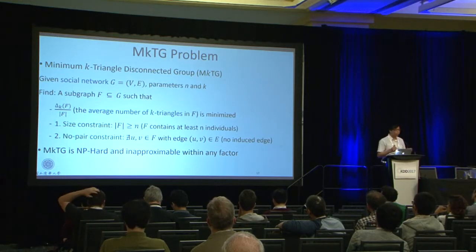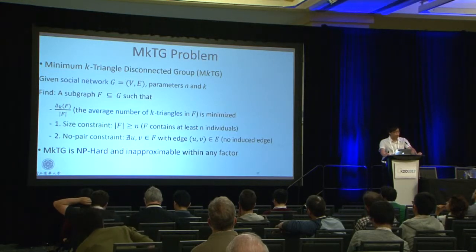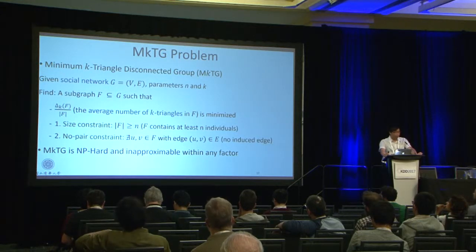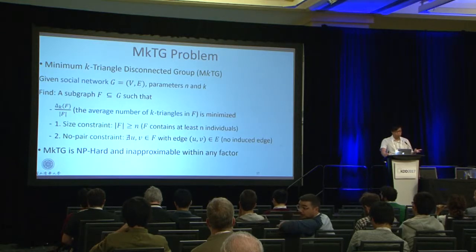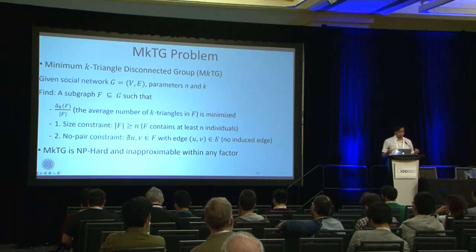Moreover, to make this problem more practical and reasonable, we add 2 constraints. The first one is the size constraint, where we require the selected group to be at least n vertices, because we don't want to find very small groups with only 1 or 2 members inside. The second one is the no pair constraint. This is more obvious because we don't want to find individuals who are isolated in the original social network.